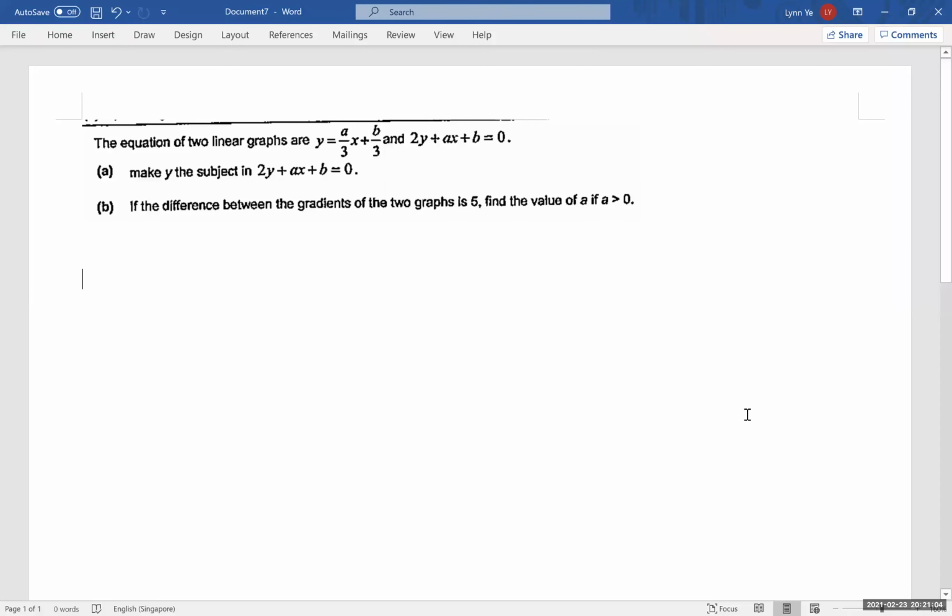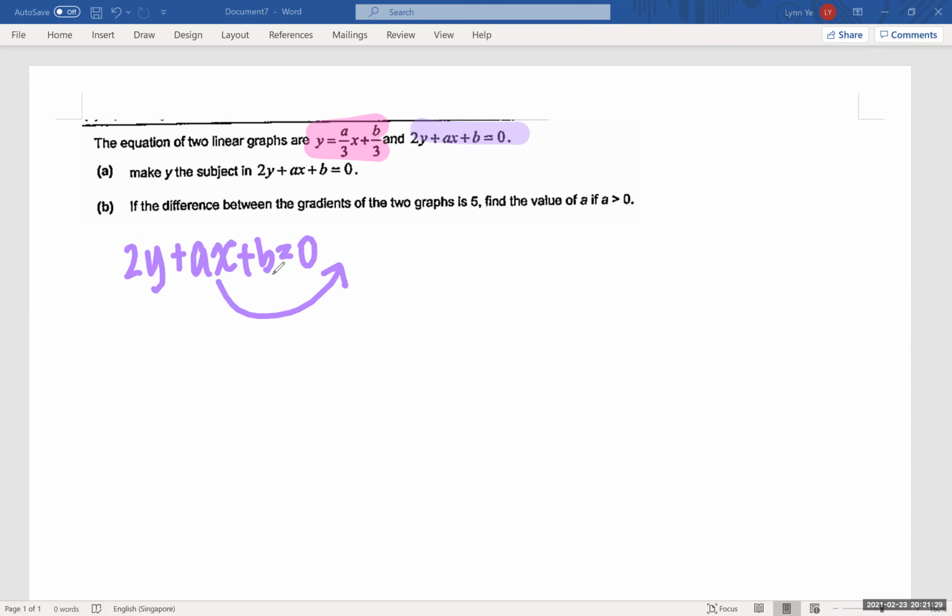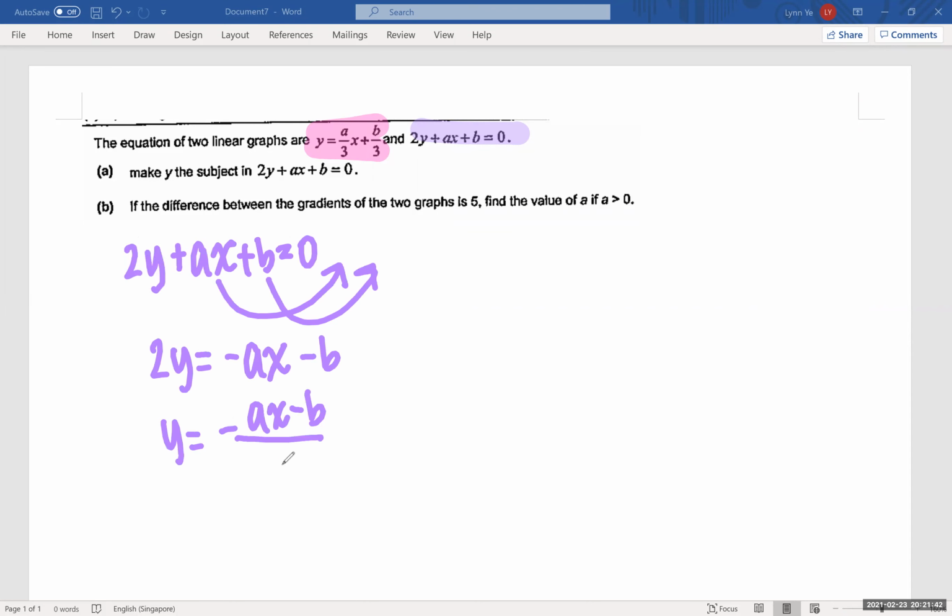Okay, so for this question, they say that the equation of two linear graphs is this. So this is the first linear graph, and this is the second linear graph. Question A is pretty straightforward. They want you to make y the subject. So you can only have a y term on the left. So 2y plus ax plus b equals 0. Only the y term is on the left. This is not a y term, so you have to bring it over. And the b is also not a y term, so you have to bring it over. So I have 2y equals minus ax minus b. So to get y at the end of the day is just minus ax minus b over 2.